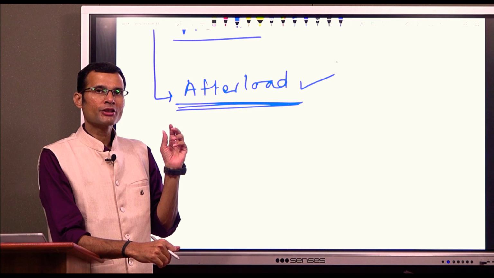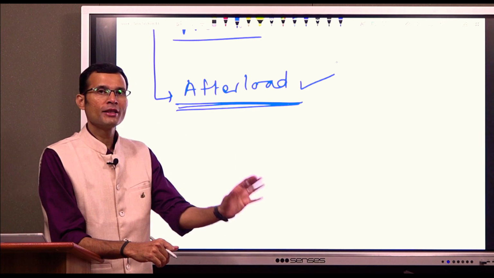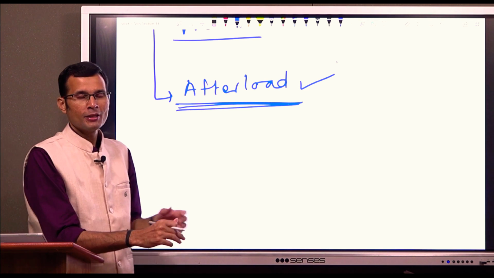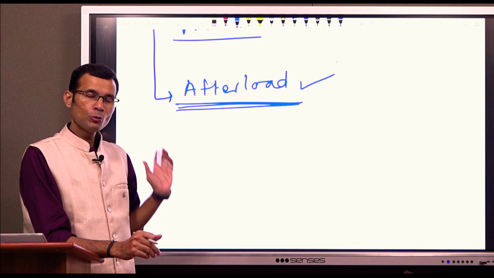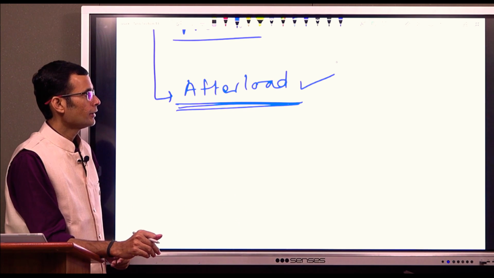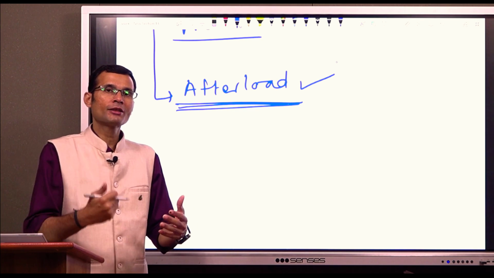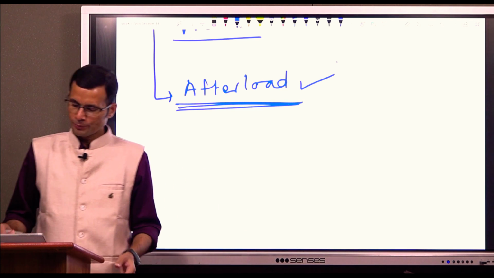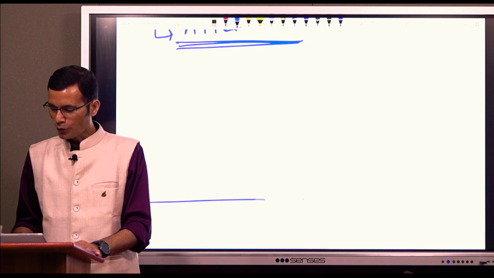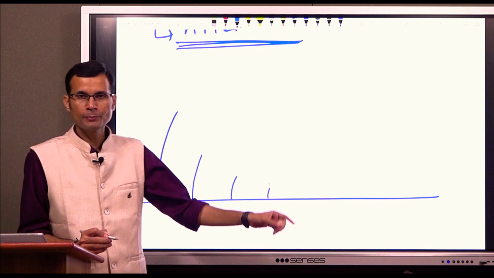After the muscle contraction starts, the load starts opposing the muscle contraction. I mean, the muscle has to displace that load, the muscle has to lift that load, and the load is opposing the muscle contraction. So because this load is opposing the muscle contraction after the contraction has started, all loads are basically afterloads. And if I am plotting a graph of afterload, it will be like this: increase the load and the strength of contraction will go on decreasing.